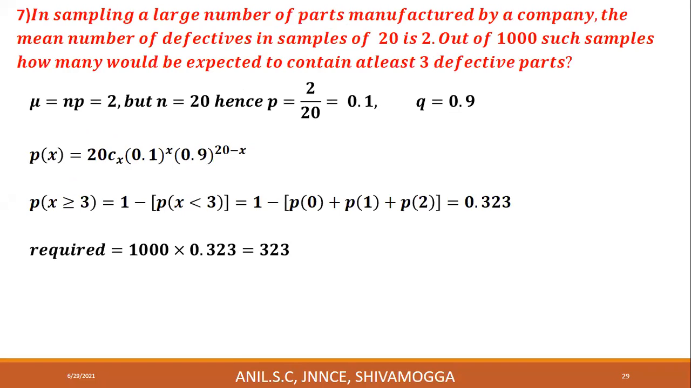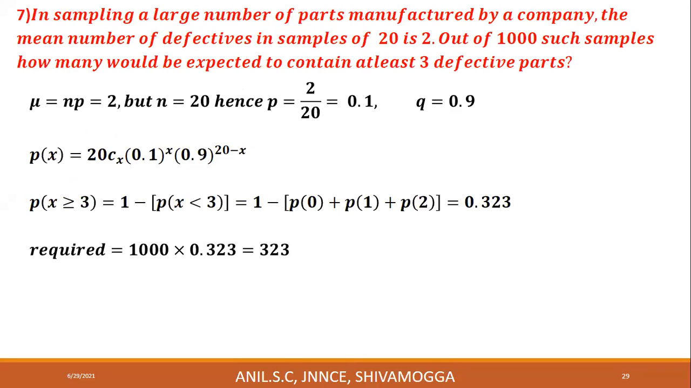Next one. In sampling a large number of parts manufactured by a company, the mean number of defectives in samples of 20 is 2. Out of 1,000 such samples, how many would be expected to contain at least 3 defective parts?